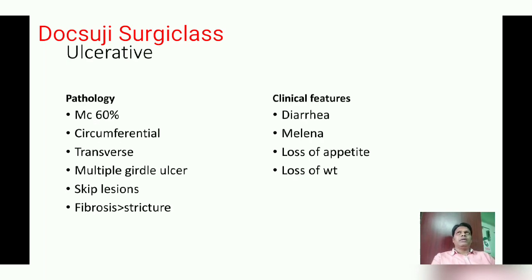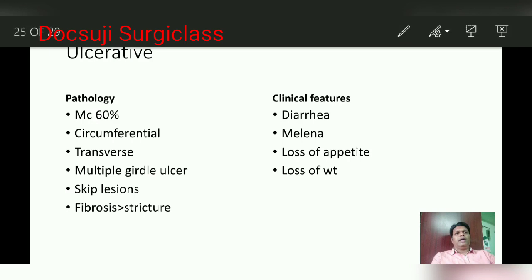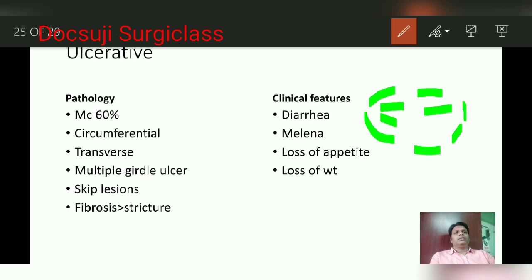What is the ulcerative type? The ulcerative type is the most common ileocecal tuberculosis, about 60%. And here you will get typical ulcers. Number 1, they are circumferential, and these ulcers lie in a transverse position, so it forms multiple girdle ulcers, and in between there is normal bowel, which is called skip lesions.